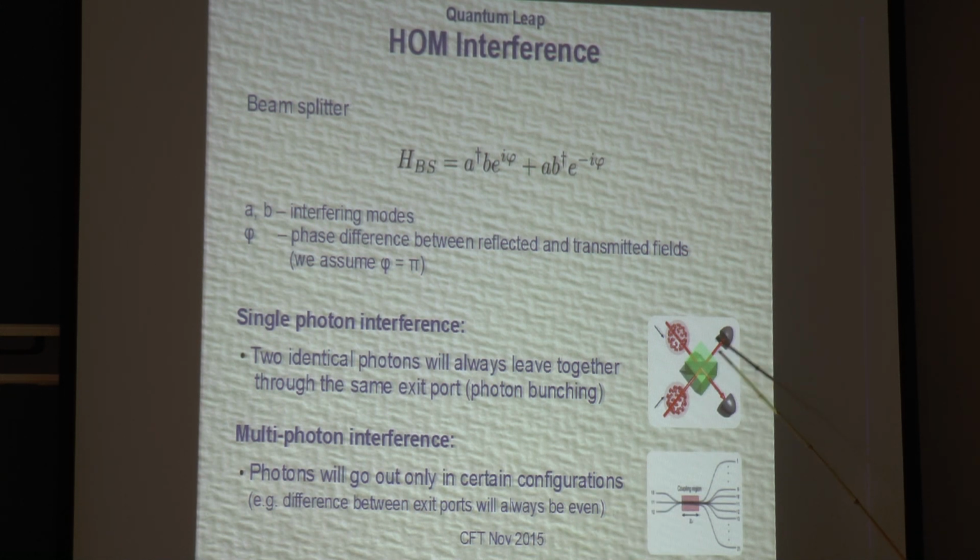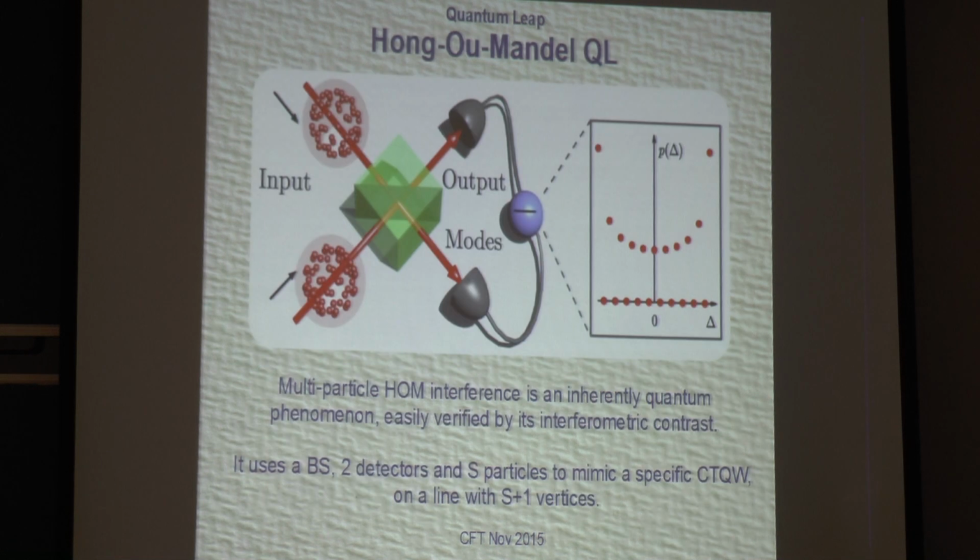This Hong-Ou-Mandel interference is a very active area of research, and they are examining it for various systems. I will also show this a little bit. So to finish what I was going to say about this slide, I am considering this system, and I will show that this simple system, although it involves only a single beam splitter and two Fock states, can mimic a specific continuous time quantum walk on the line with S+1 vertices. S is the total number of photons entering this setup.